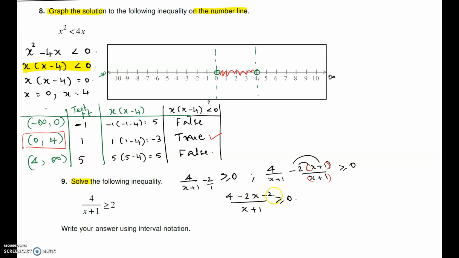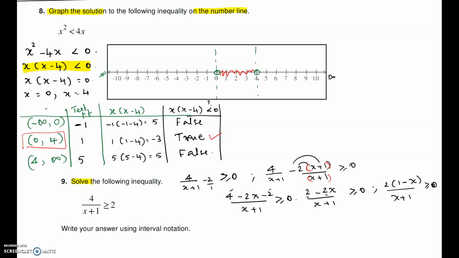Or it is 4 minus 2 if you combine the like terms. So it is 2 minus 2x over x plus 1 is more than or equal to 0. Or 2 times 1 minus x, if you take the 2 as a common factor, divided by x plus 1 is more than or equal to 0.